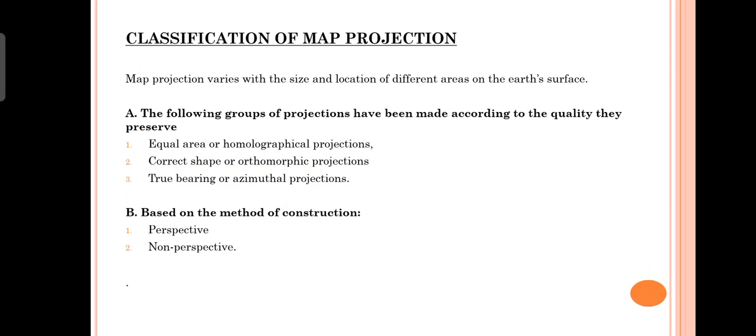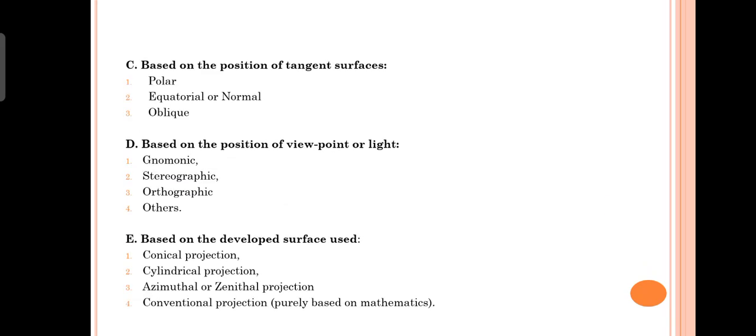The next classification is based on the method of construction, and the subdivision is perspective and non-perspective projections. And the third classification is based on the position of tangent surfaces. First subdivision is polar, then equatorial or normal, then oblique projection.